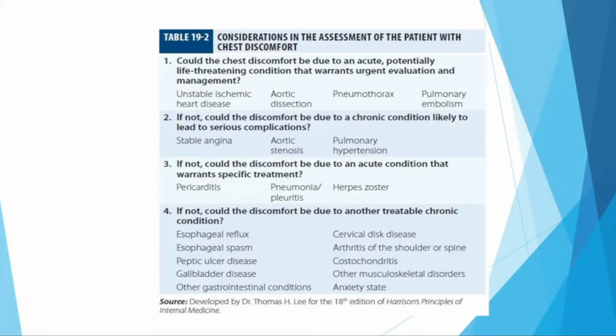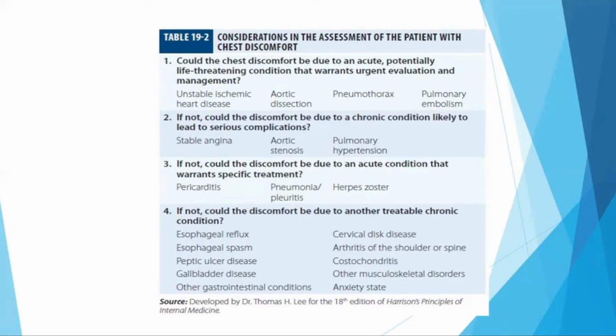If not, could the discomfort be due to an acute condition that warrants specific treatment, like pericarditis, pneumonia or pleuritis, and herpes zoster? If not, could the discomfort be due to another treatable chronic condition like esophageal reflux, esophageal spasm, peptic ulcer disease, gallbladder disease, and other gastrointestinal conditions? Cervical disc disease, arthritis of the shoulder or spine, osteochondritis, other musculoskeletal disorder, and anxiety state.